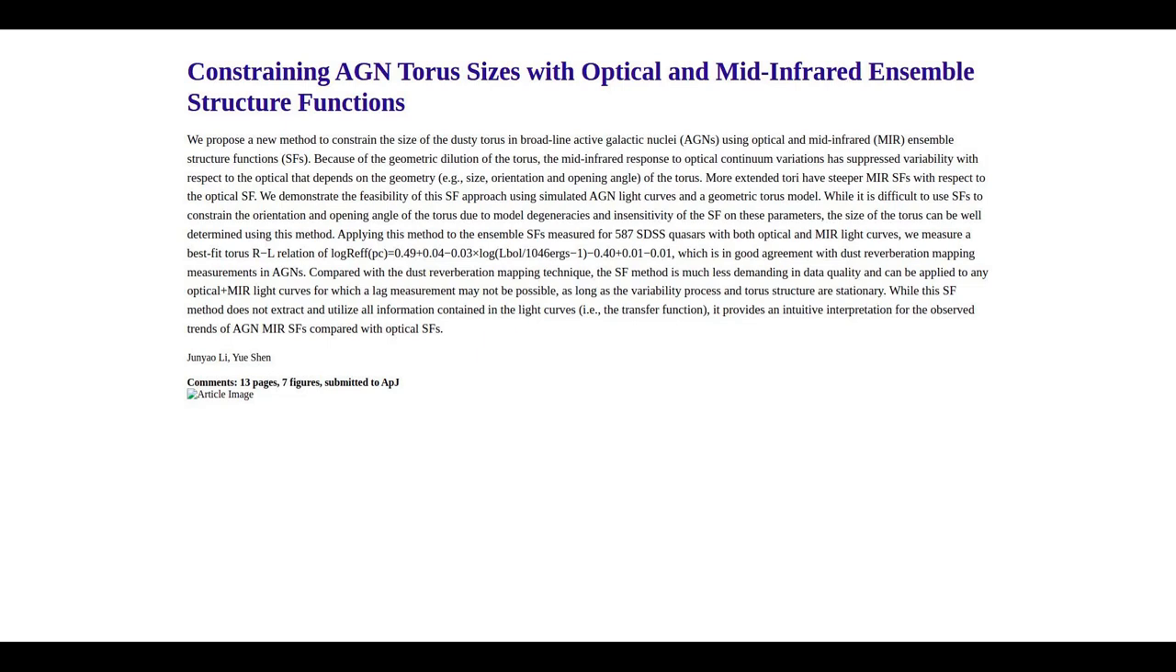Compared with the dust reverberation mapping technique, the SF method is much less demanding in data quality and can be applied to any optical and mid-infrared light curves for which a lag measurement may not be possible, as long as the variability process and torus structure are stationary. While this SF method does not extract and utilize all information contained in the light curves, it provides an intuitive interpretation for the observed trends of AGN mid-infrared SFs compared with optical SFs.